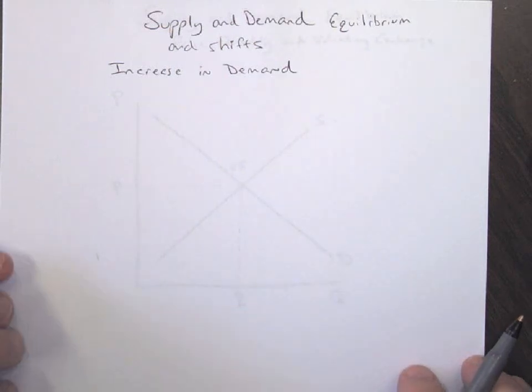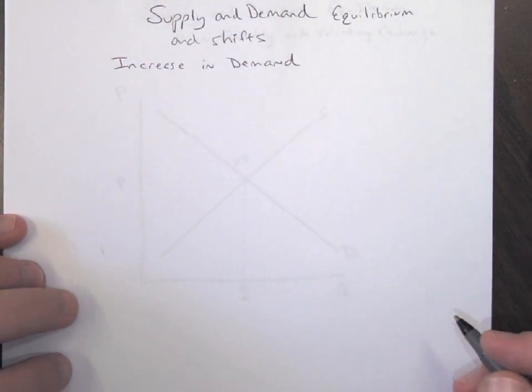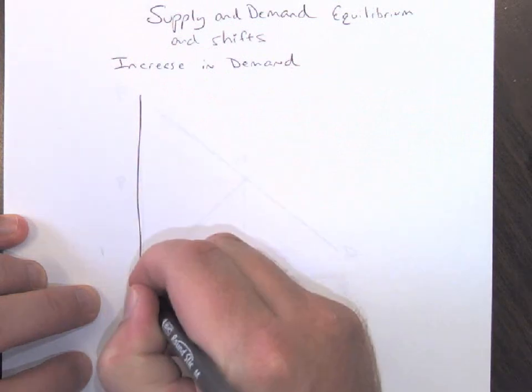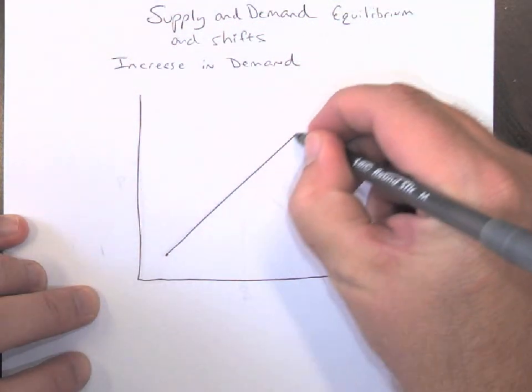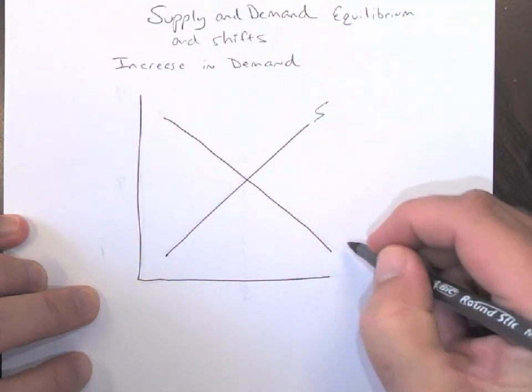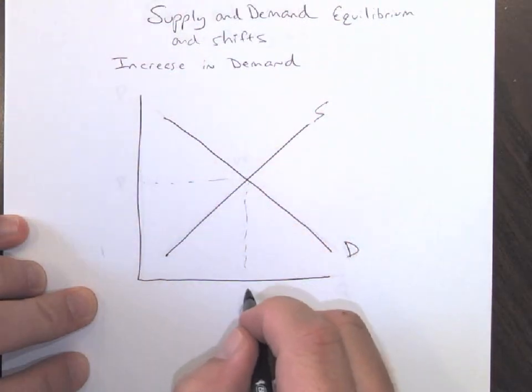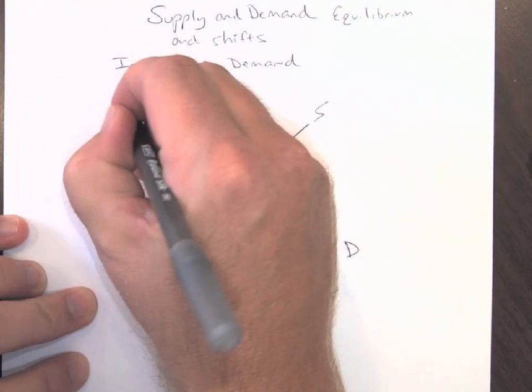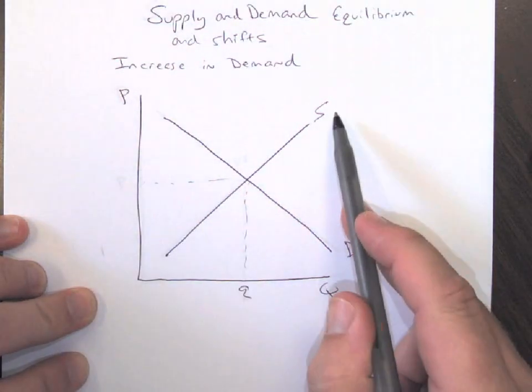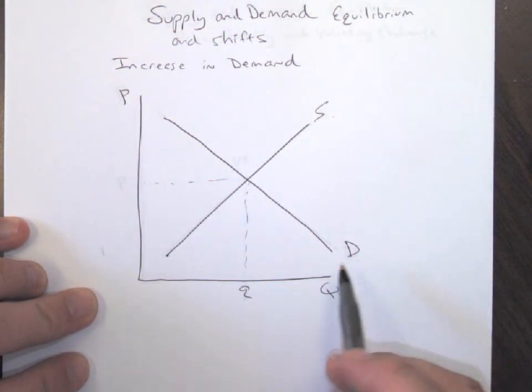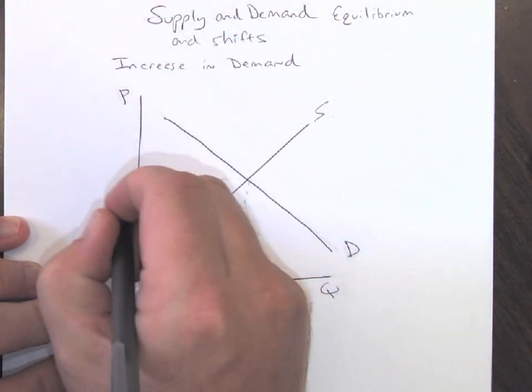Now that we've seen what equilibrium is, we're going to start all of our graphs. In order to show an increase in demand, we need to have a market established. So we have supply and demand crossing at equilibrium. We have our price, we have our quantity, our upward supply, our downward demand, equilibrium quantity, and equilibrium price.